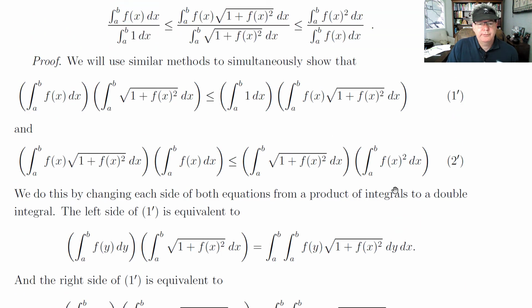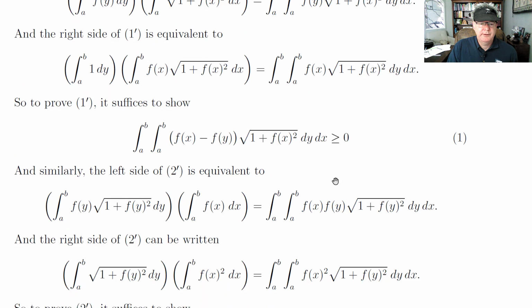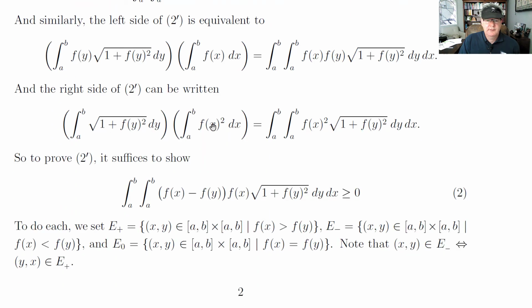Before I do the proof, we'll look, so for 2, I did the same thing. Change this to a y, and then this product of integrals will become a double integral. There it is, right here and here. And then I need this bigger than that, so if you subtract the two, you can turn it into a single double integral that I need to be greater than or equal to 0.